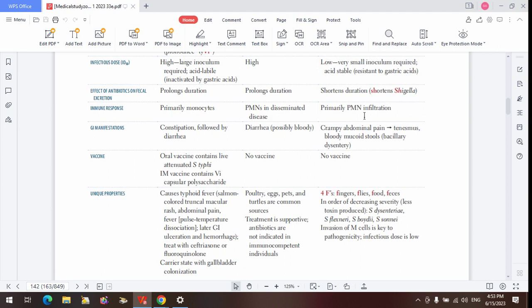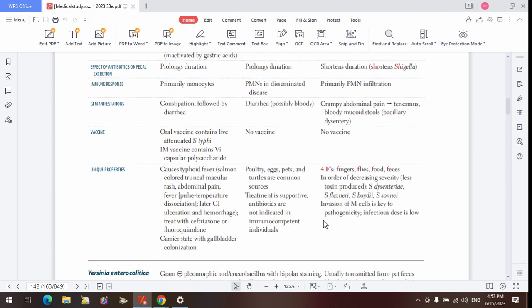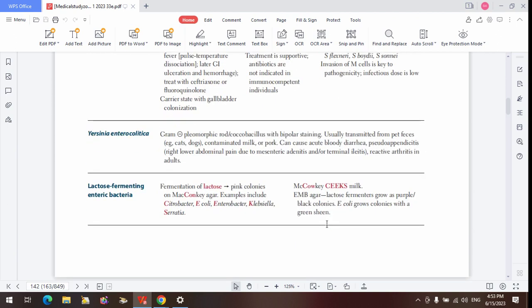In order of decreasing severity in terms of the toxin that is produced, Shigella dysenteriae is the most pathogenic and produces the most abundant toxin, followed by flexneri, boydii, and sonnei. Nobody will ask us all these things, but if you want to know it, it's fine. We've said that they invade the M cells and cause the problem from there. So another one is Yersinia enterocolitica.